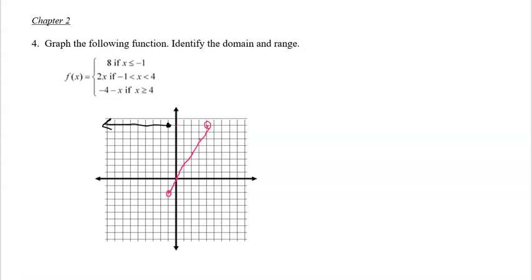And then finally, here's the line y equals negative 4 minus x. So the y-intercept is negative 4.